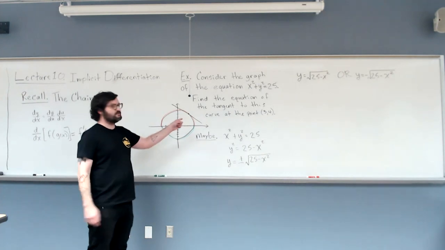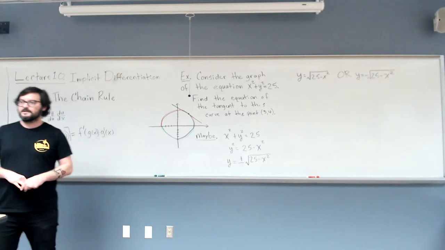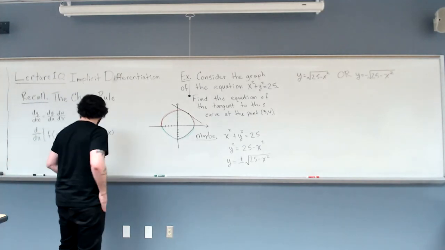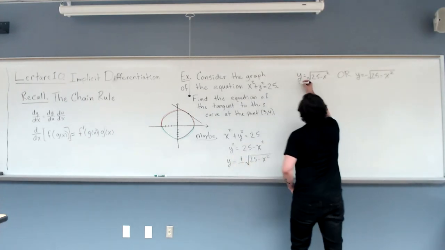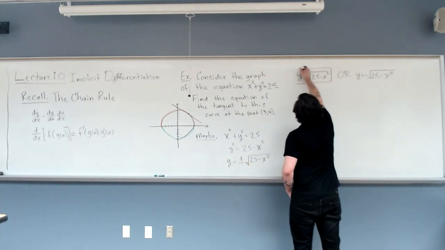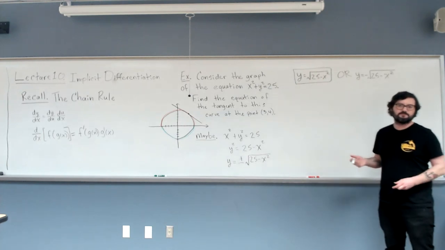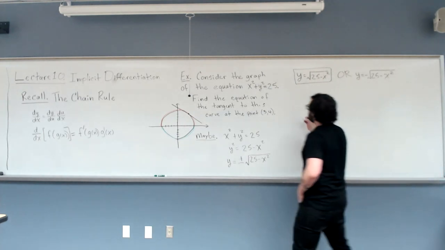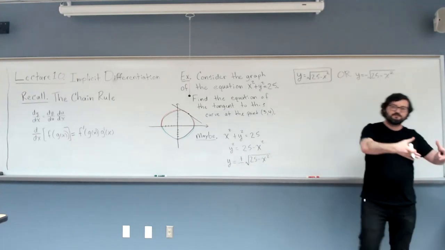Which one is it that we would maybe consider to help us find the slope of that line? The positive one, right? So we would focus in on this one. And then we can apply the derivative on both sides of this equation. Right, the derivative is an operator. We can apply it to things.